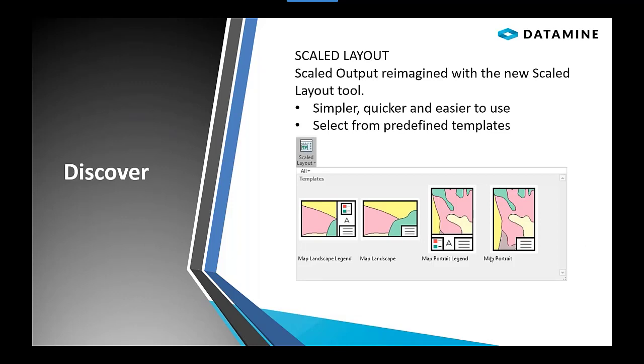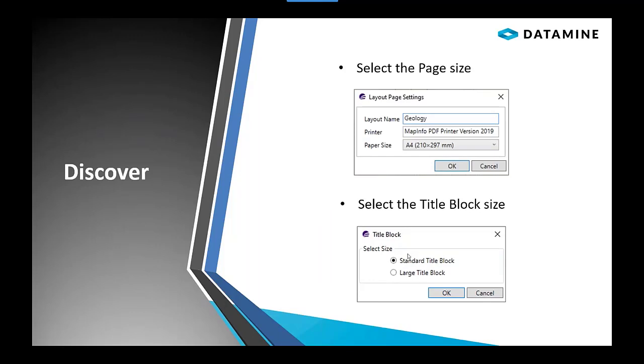Okay, so the scaled layout tool, this is what it looks like. And we're basically trying to reimagine the old scaled layout, make it simpler, quicker, and easier to use. We haven't got rid of the scaled output tool. It's still there, so you can transition over. And what you do is you select from predefined templates, as you'd see here. Then, as you would in scaled output, you select the page size, select a title block size. You can make it larger or smaller.